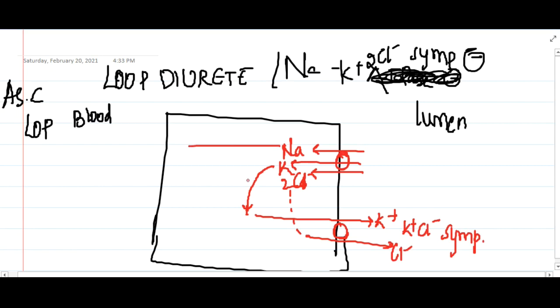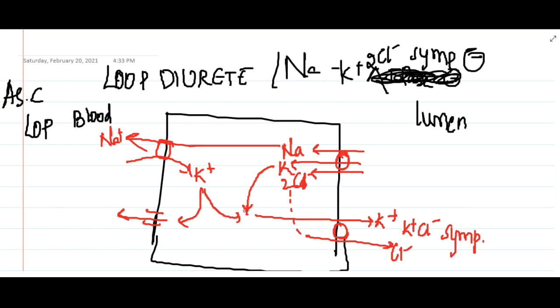This sodium is reabsorbed from the cell into the blood with the help of sodium potassium ATPase. This potassium can either go into the lumen, or it can even be replenished back into the blood. So this is the normal pathway which occurs in our body in the ascending limb of the loop of Henle.